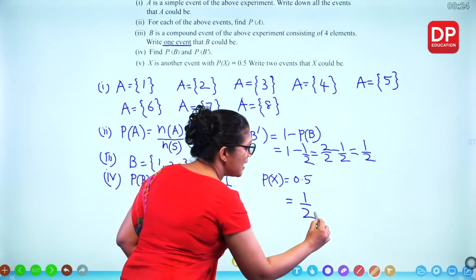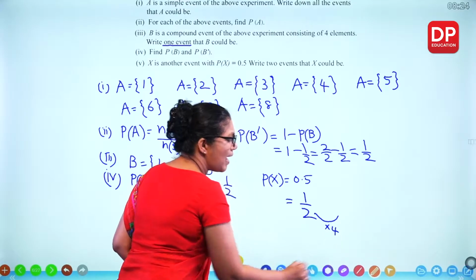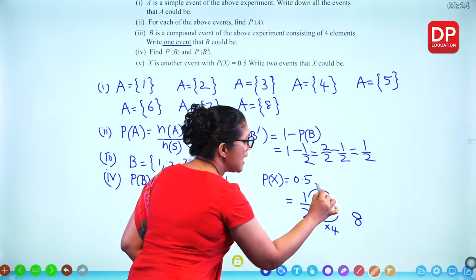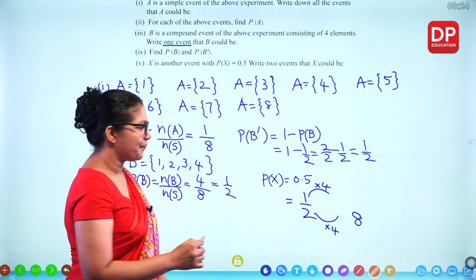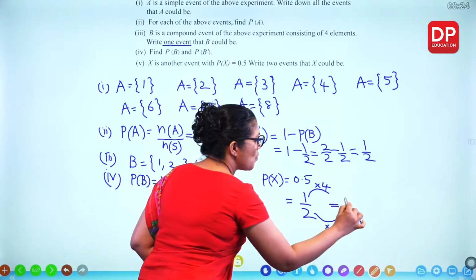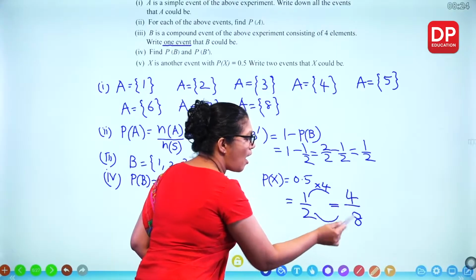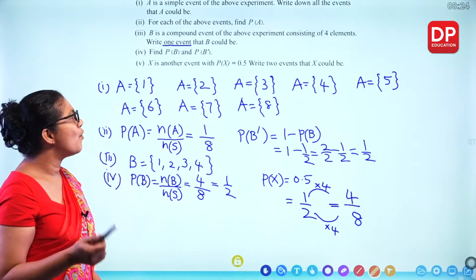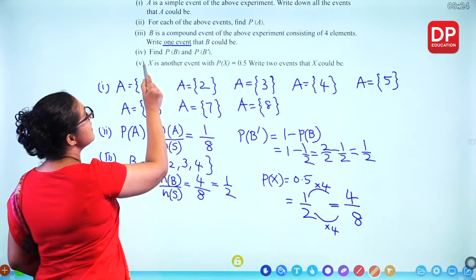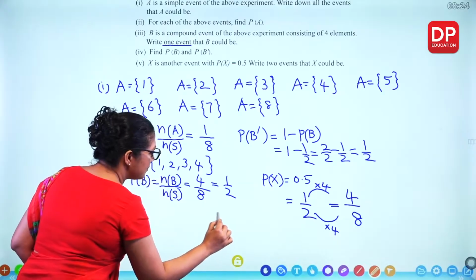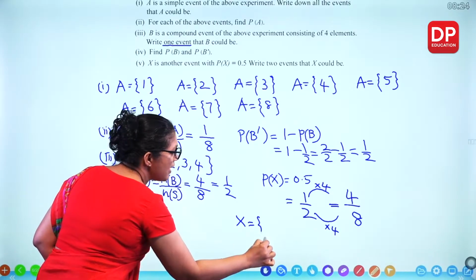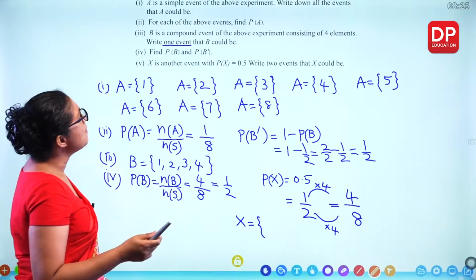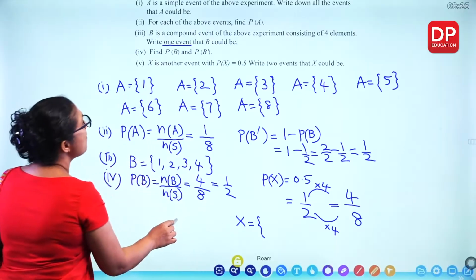So how can we get 8 here? You need to multiply this by 4. So 4 times 2, 8. So here you have to do the same thing to the numerator. So what's the answer? 4 times 1 is 4. So that means out of 8 elements, you can get 4 elements, any 4. So X is any event that you get only 4 elements. So what can be the elements now? What are the numbers here?